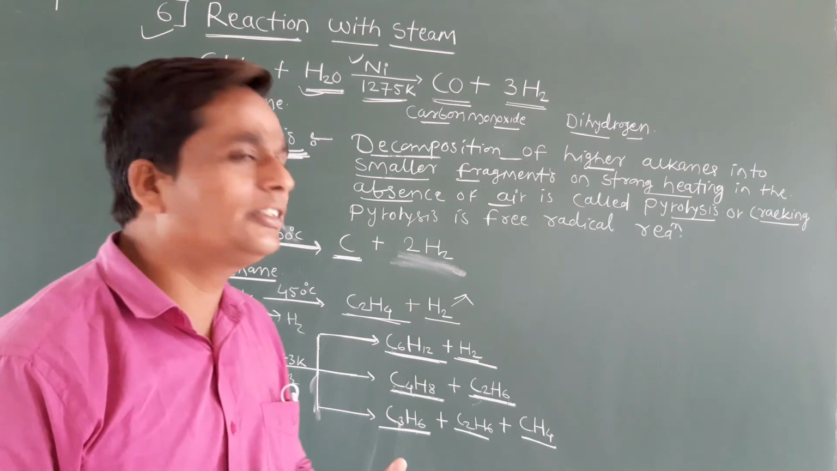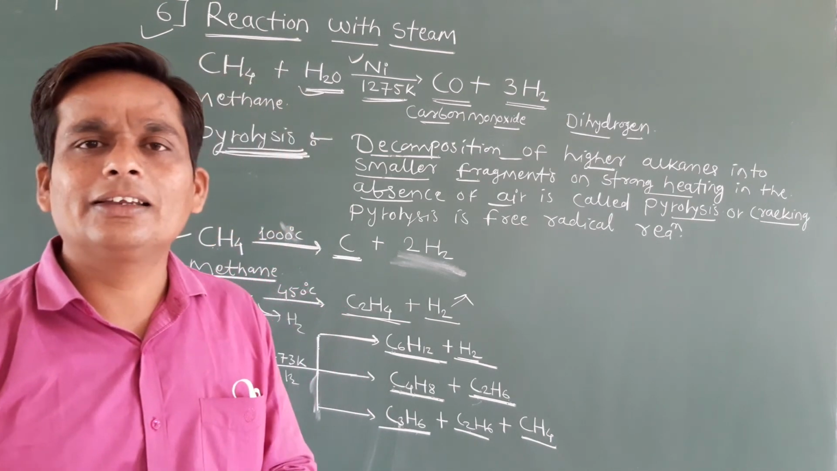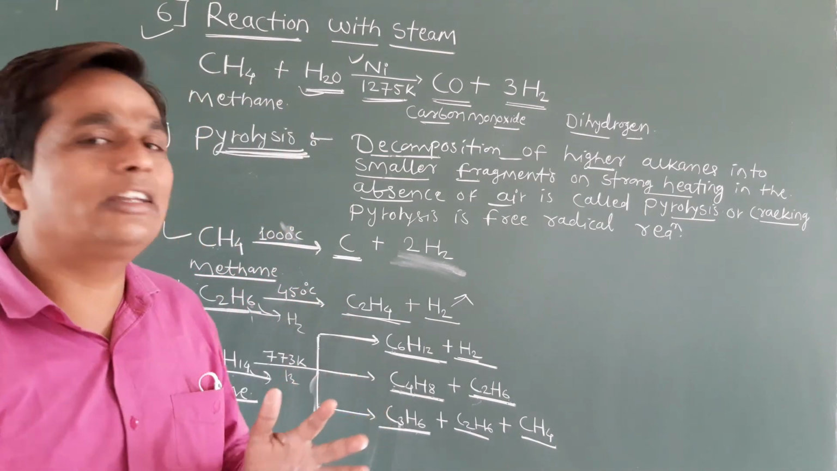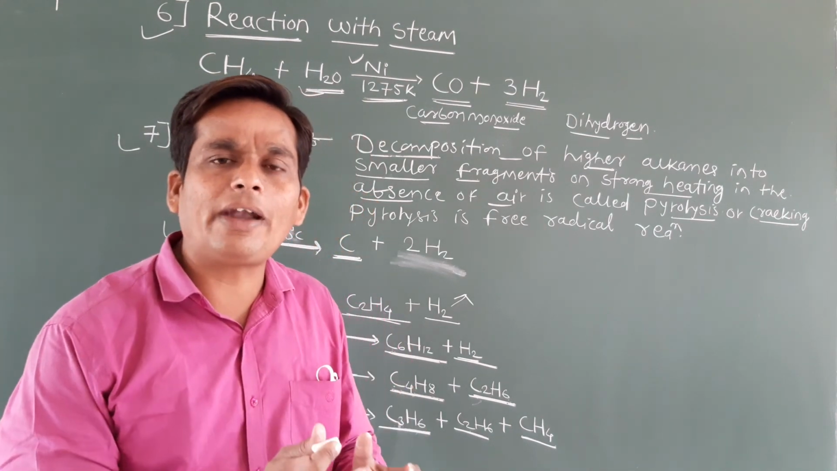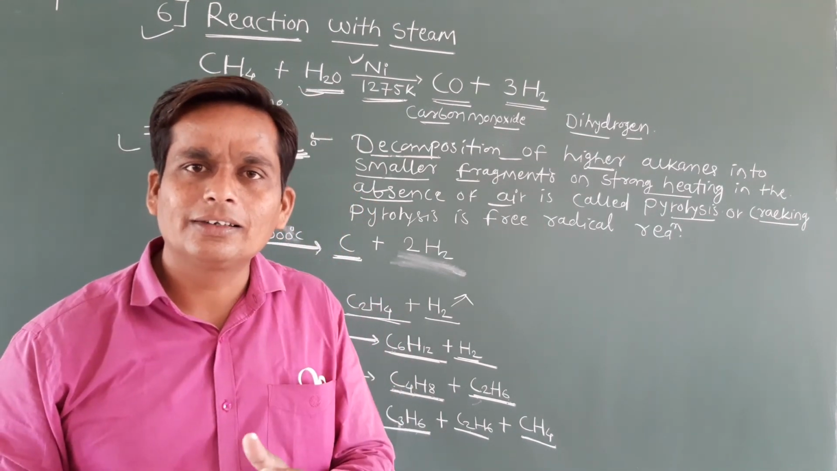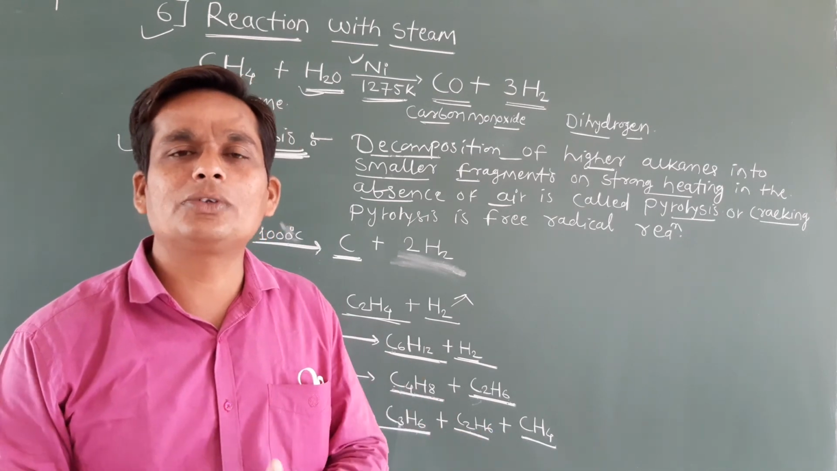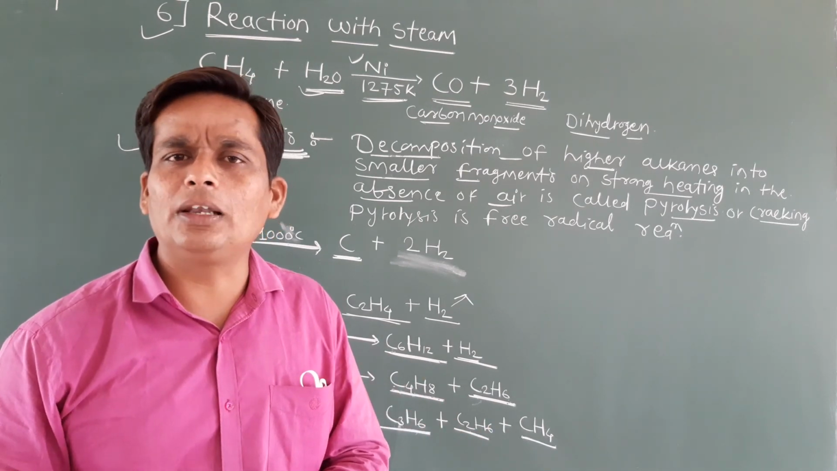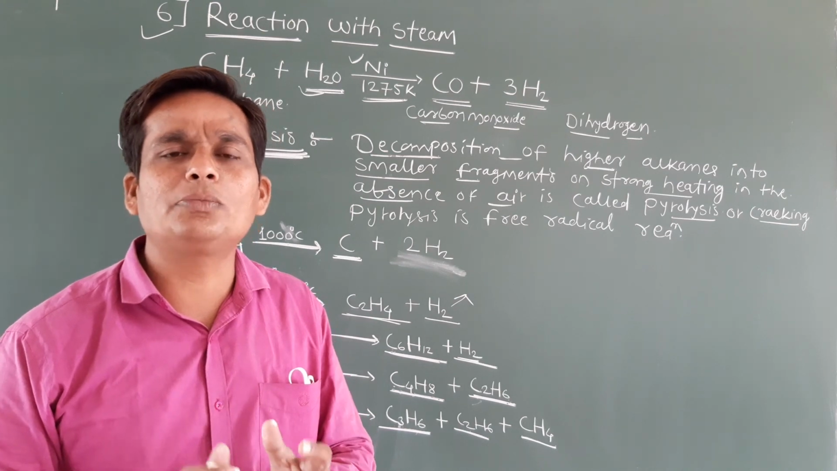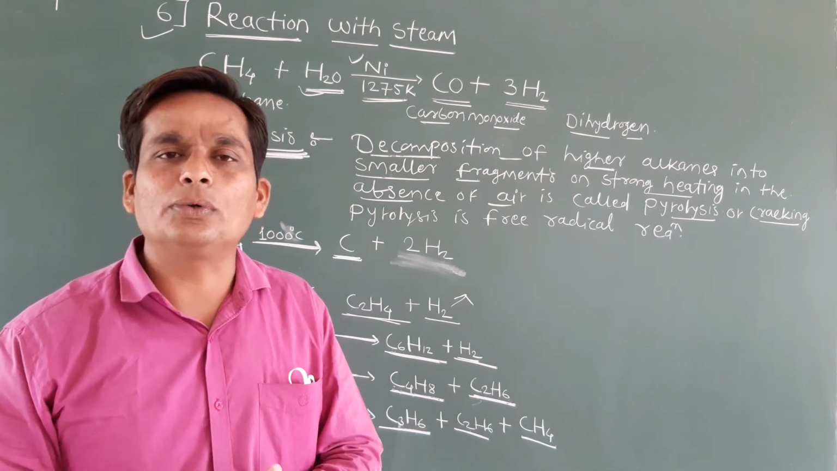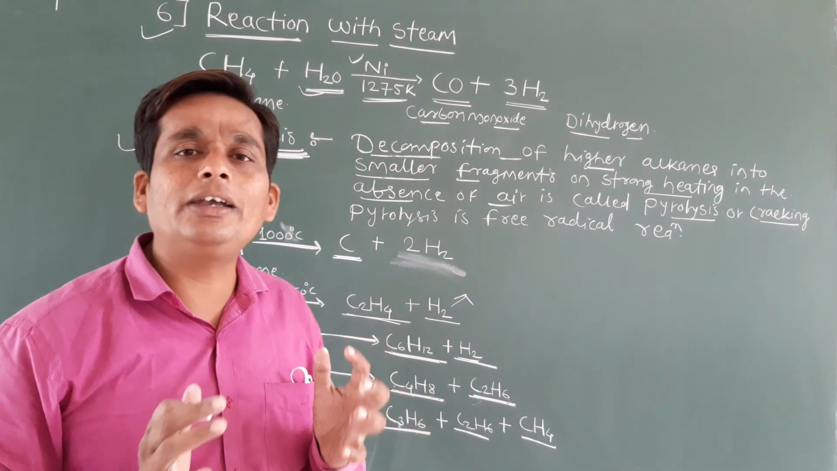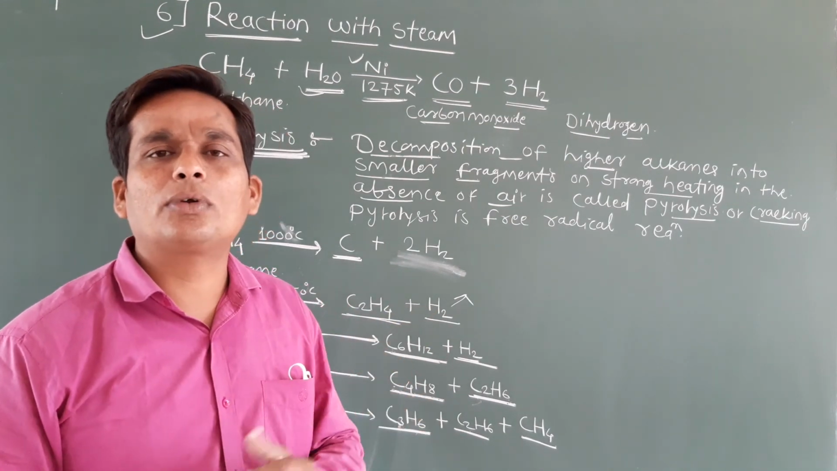So generally, what happens exactly in pyrolysis? Now clear. In pyrolysis there is a breakdown of the higher alkane into smaller fragments like alkene and dihydrogen gas. Very simple. So higher alkanes break down into smaller species like alkenes, alkanes or hydrogen. This is a very important term in the petroleum industry.